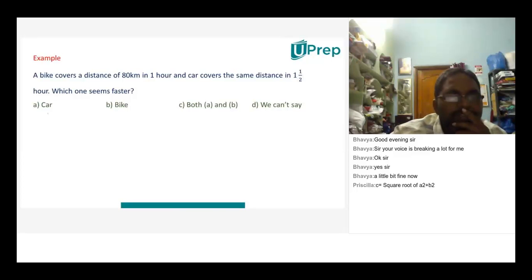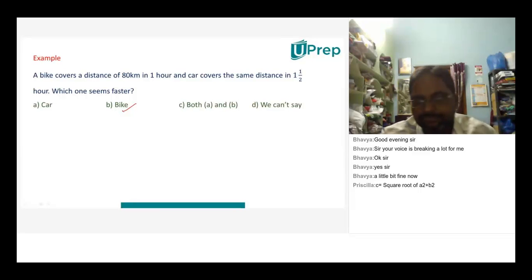Very good. It shows the bike has a better speed. So, which is the option, Arna? It's option B. Very good. So, option B will be the right answer. Bike will be the right answer. Why? Because the same distance is traveled in less time than the car. So that's why definitely the bike is moving faster than the car.